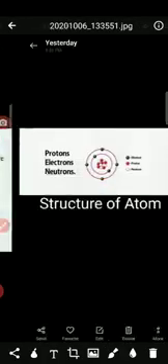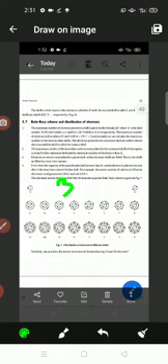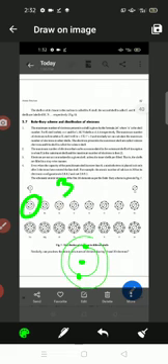Here for lithium, the atomic number is 3. So first we keep the nucleus, then draw the shell. There are 3 electrons, but in the K shell we can keep only 2 electrons, and then we draw another shell. We have put 2 out of 3, so 1 is remaining, and we keep 1 more electron here. So 1, 2, 3 electrons are there.